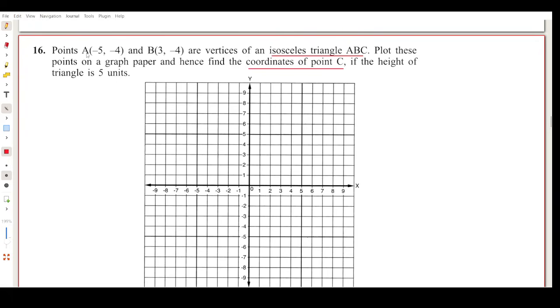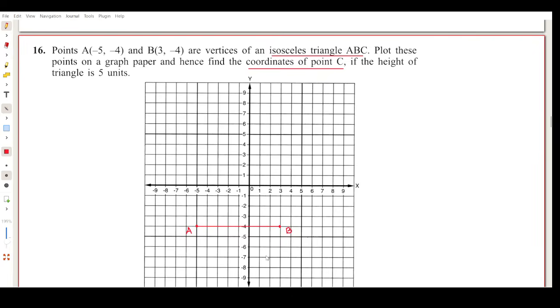Okay, let's plot the point A. First A is minus 5 comma minus 4. Okay, now this is the point A. Next 3 comma minus 4. Okay, 3 comma minus 4, this is point B. Right, so you have to form an isosceles triangle. First you can just join A and B.